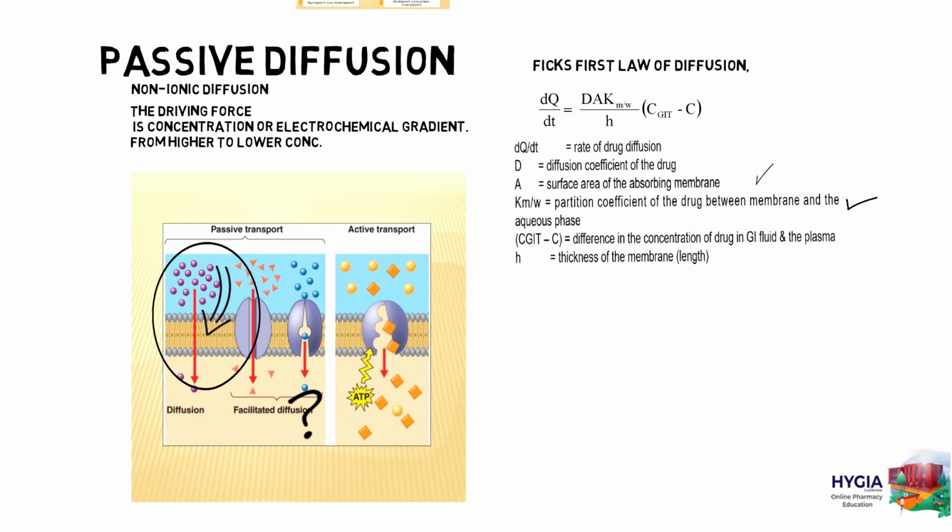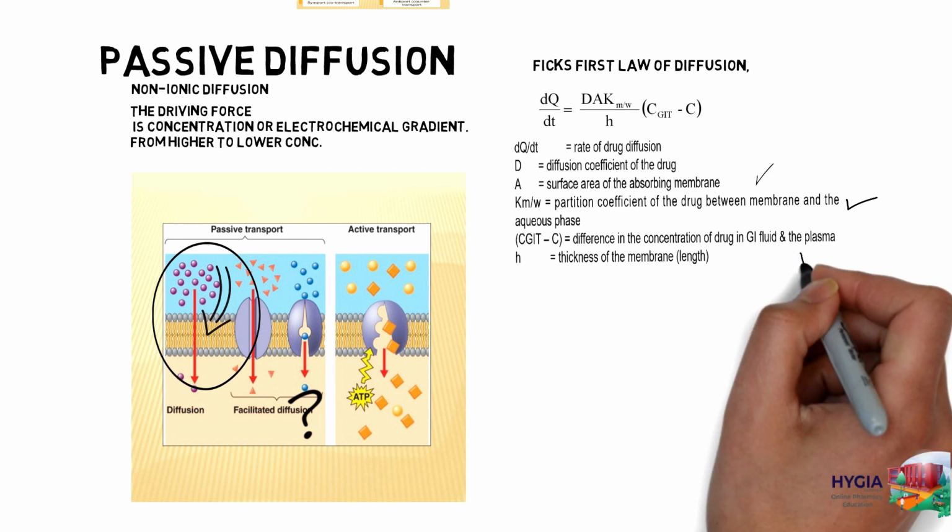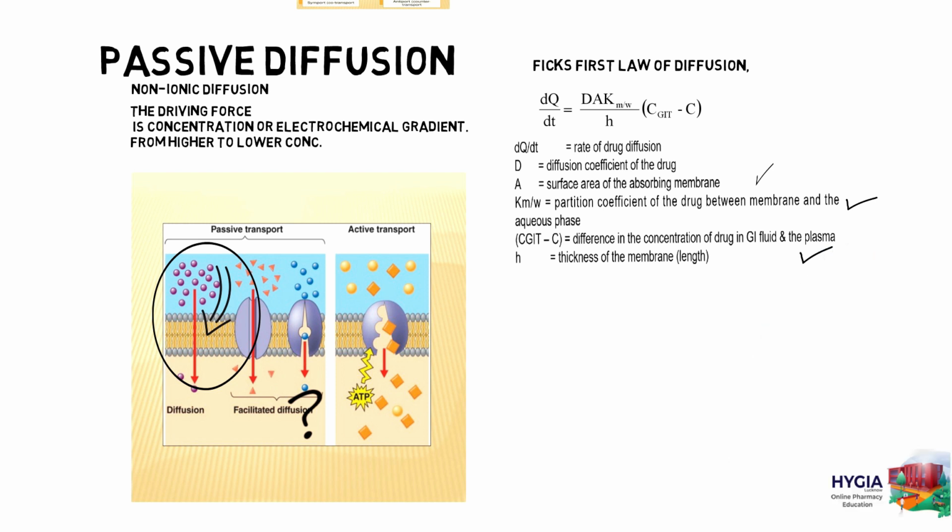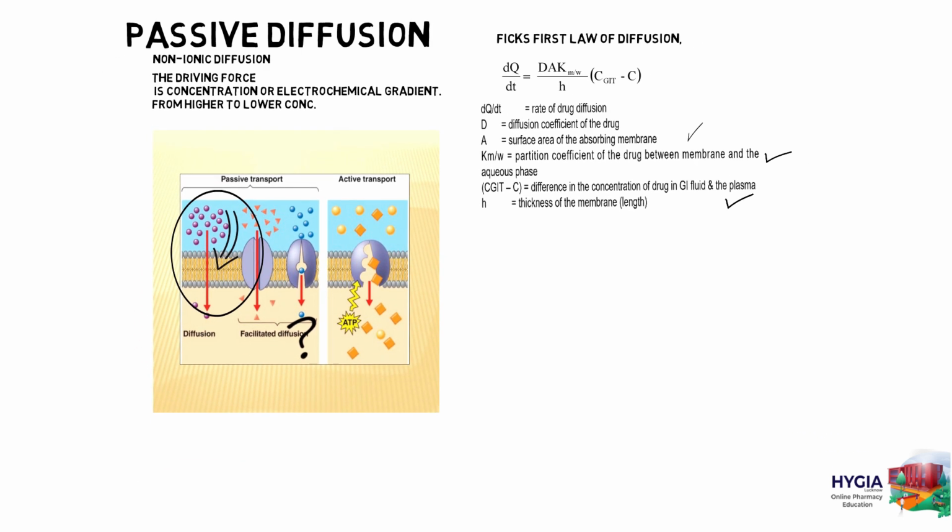Now, the most important is C_GIT minus C, that is the difference in concentration in GIT and that of plasma. The greater this difference is, the more the drug will be transported. Right, the higher the concentration in GIT, the higher the transport of the drug. So it means that this difference is very important.